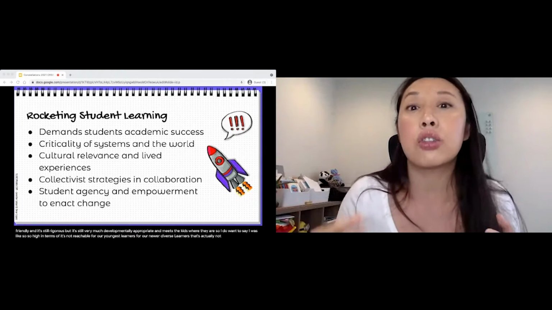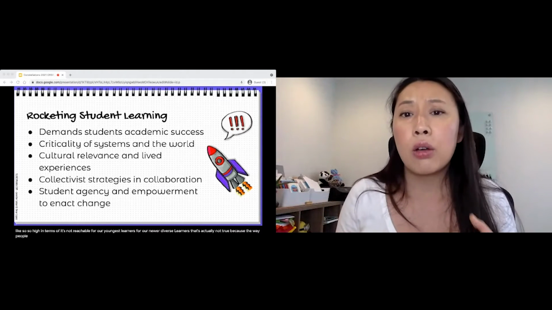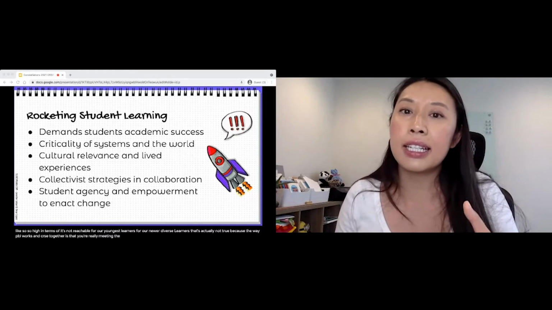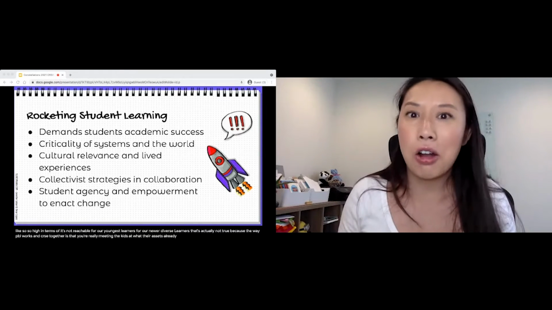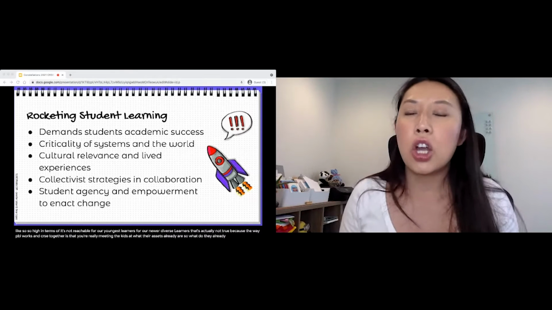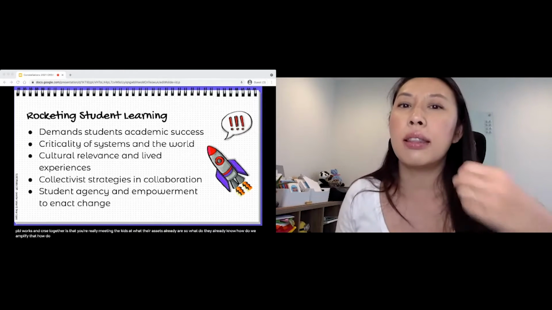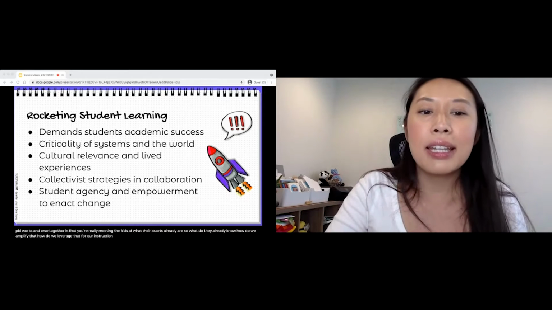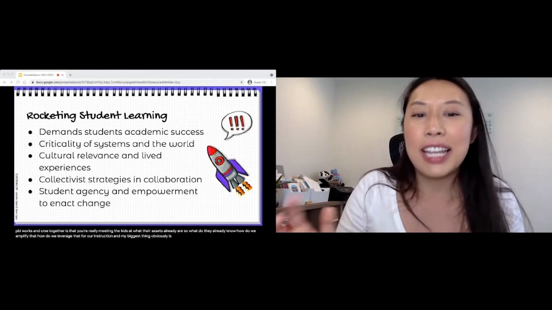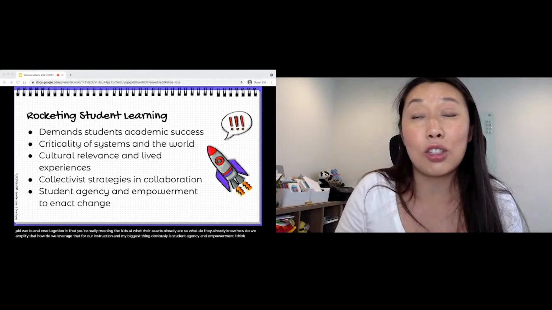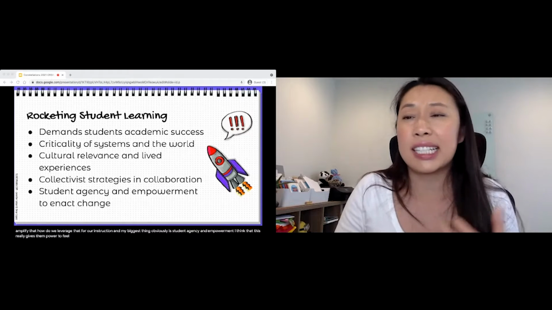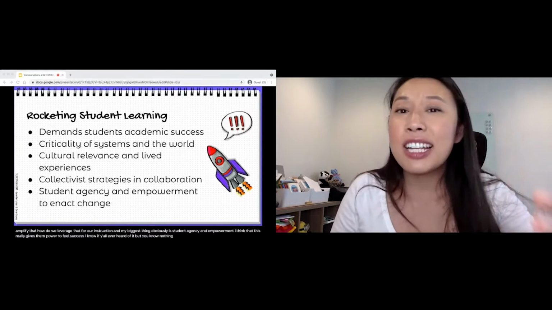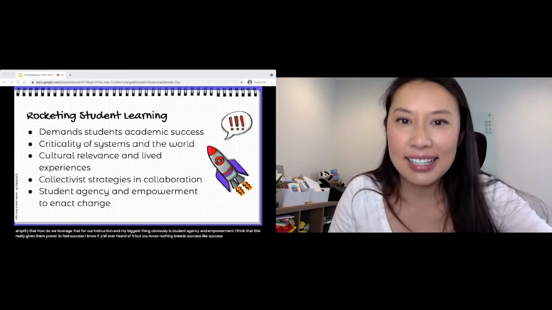That's actually not true, because the way PBL and CRSC work together, you're meeting the kids at what their assets already are. So what do they already know? How do we amplify that? How do we leverage that for our instruction? And my biggest thing, obviously, is student agency and empowerment. I think this really gives them power to feel success. I don't know if y'all have ever heard it, but nothing breeds success like success, right?